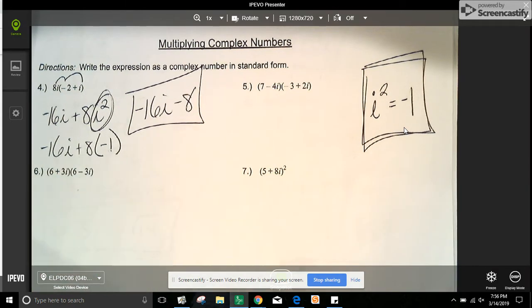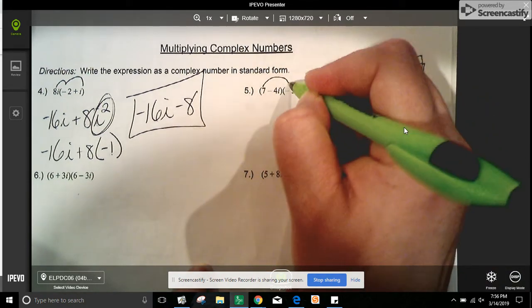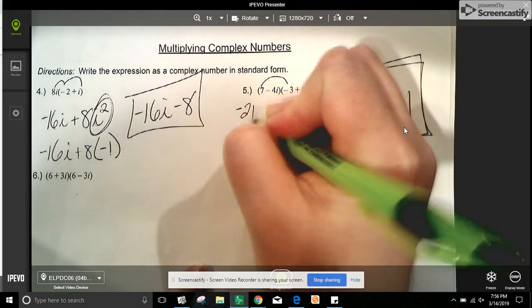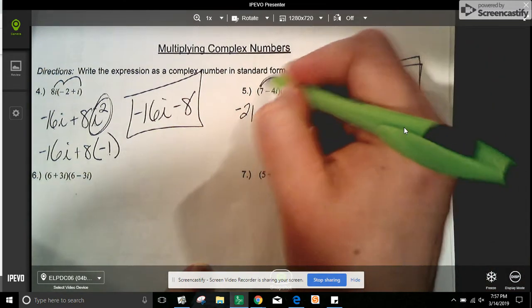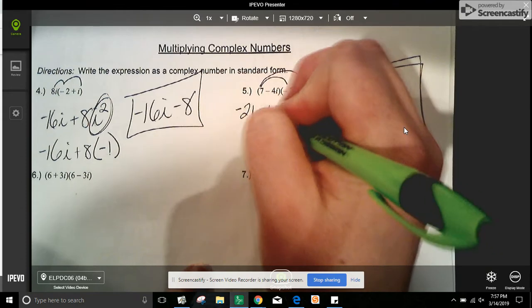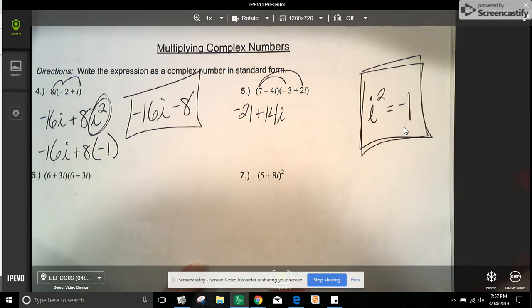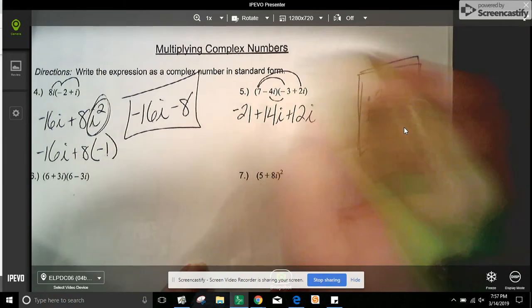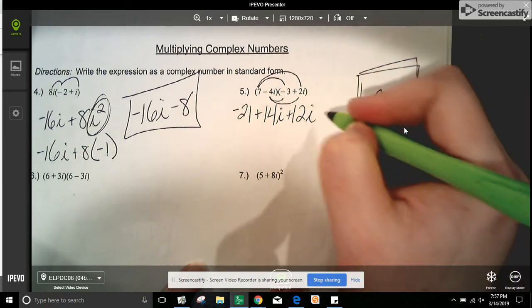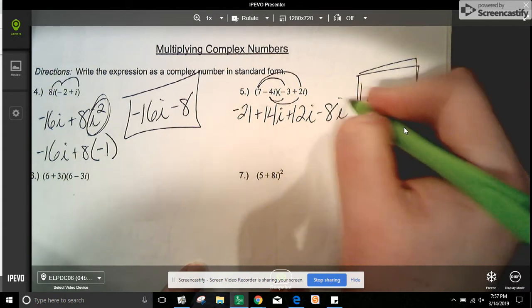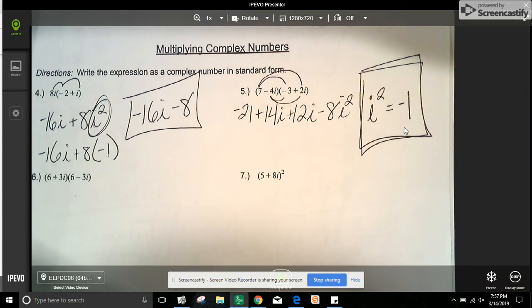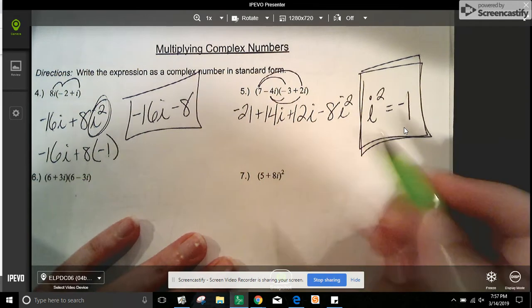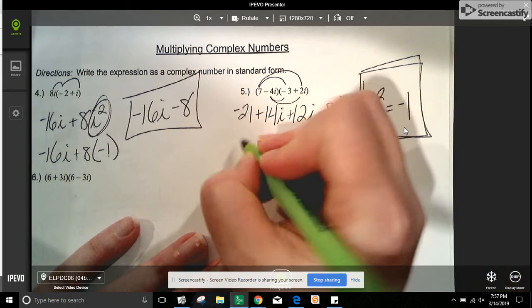Basically flips your sign. So for the next one, I'm going to FOIL. So 7 times negative 3. 7 times 2i. Negative 4i times negative 3i. And negative 4i times 2i. And then just like when you FOILed in algebra, you got to make sure your like terms are together. So I'll do this in 2 steps.